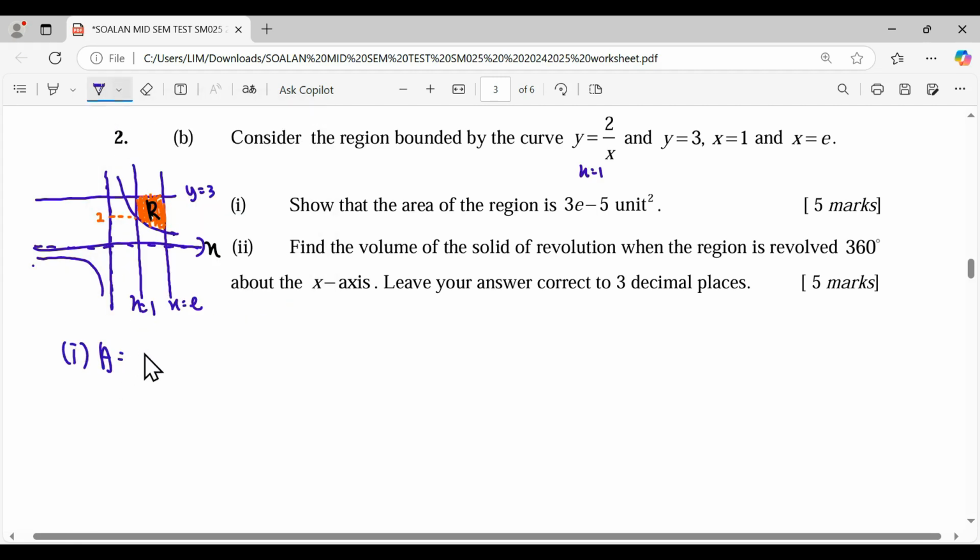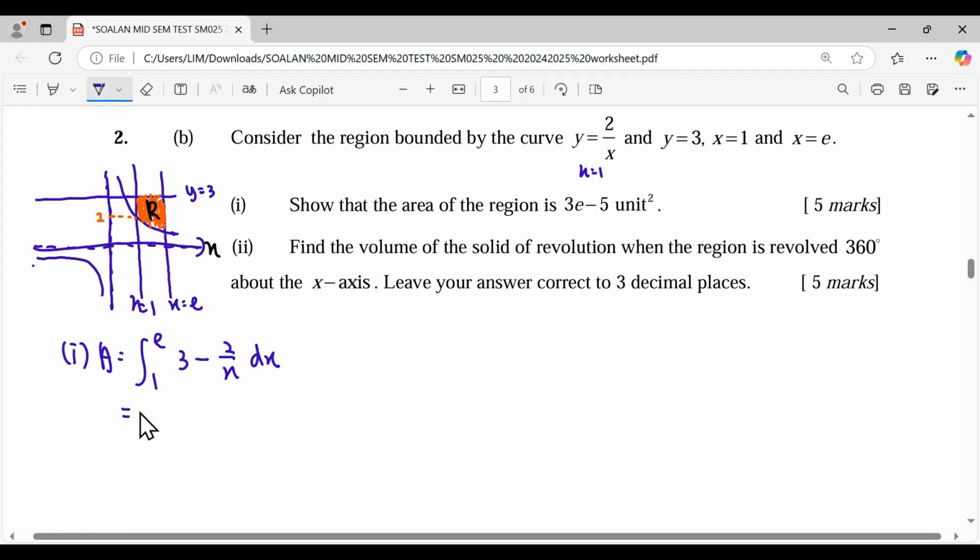So the area is formulated from the lower limit, vertically we see this, which is 1. The upper limit is e. Then the curve above it, which is y equals 3, minus the curve below it, which is y equals 2 over x. Integrate this with respect to x. So write your formula correctly, then only we start doing the integration.